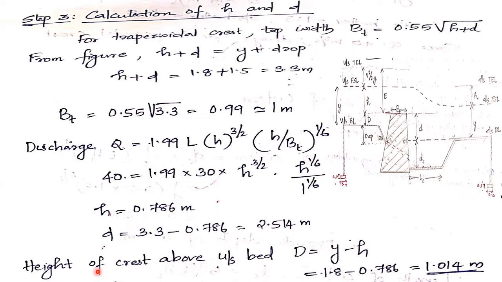Now, the height of the crest above the upstream bed, capital D, is the level difference between top of the crest wall and upstream bed level. Capital D is equal to y minus small h, that is 1.8 minus 0.786, which is equal to 1.014 meters. So in this step we have found out small h and small d.